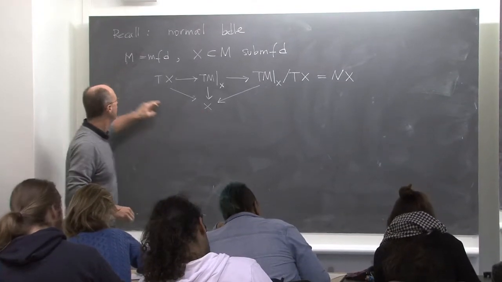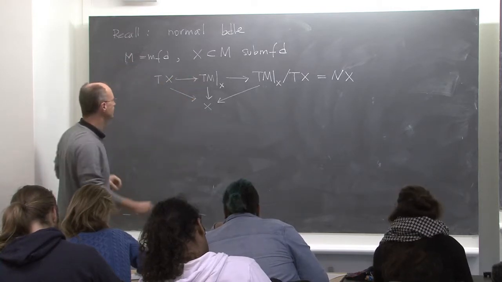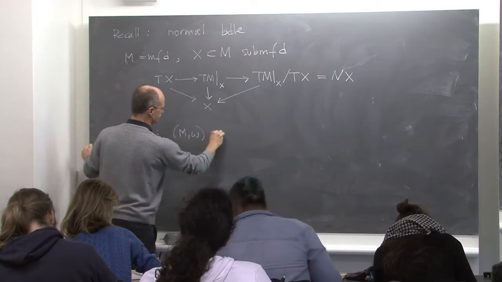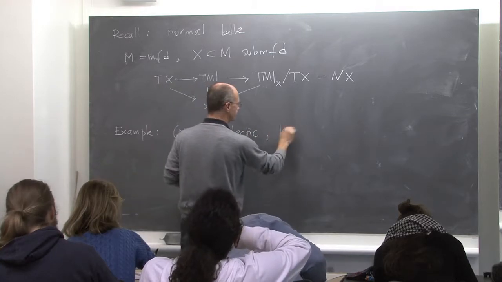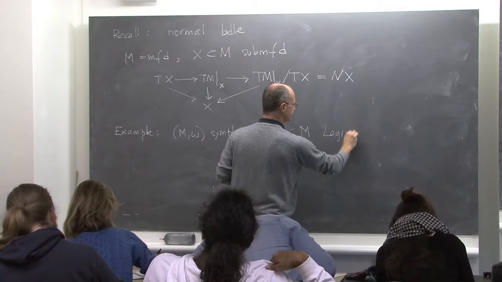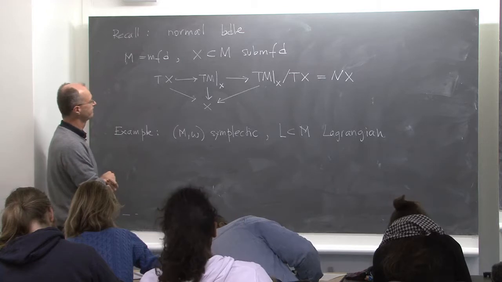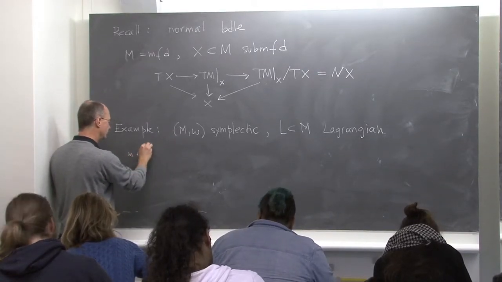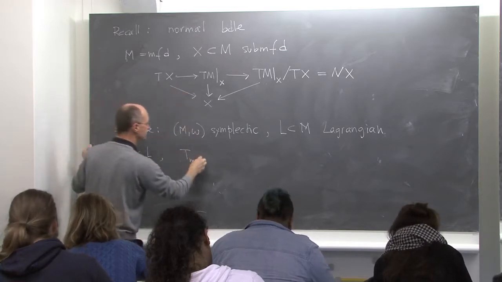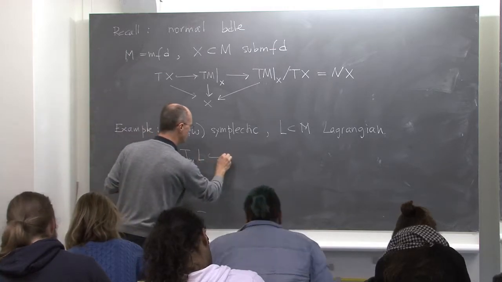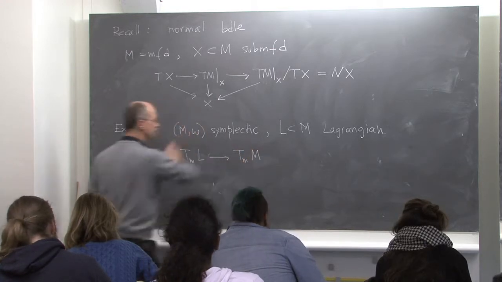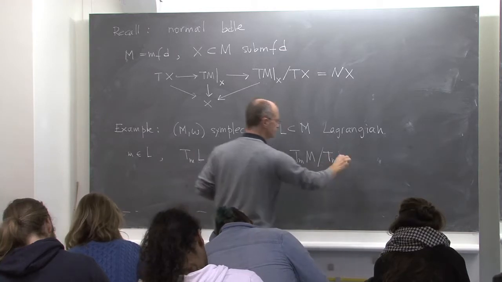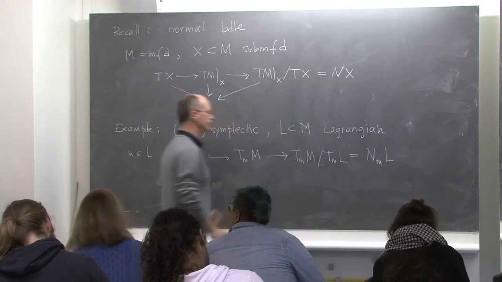Now let's look at the situation when actually M is a symplectic manifold and we have a Lagrangian submanifold L inside. So then what's going to happen? So we have, for instance, choose a point of L. So let's look at this sequence. So we have the tangent space to L. It injects into the tangent space to M. And it now projects to the quotient, which is by definition the fiber of the normal bundle.